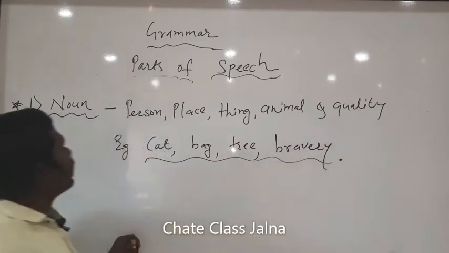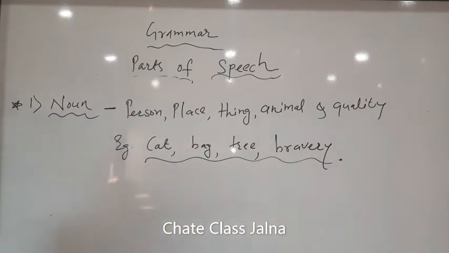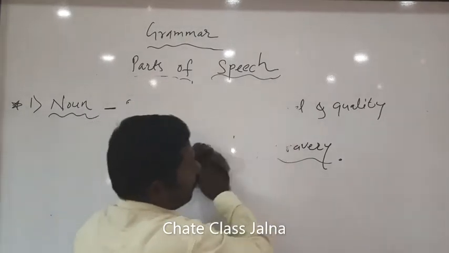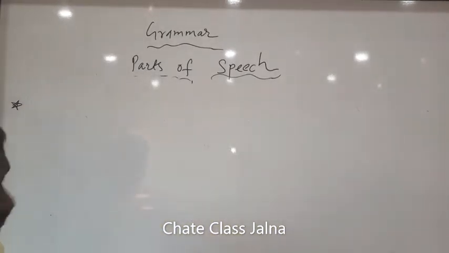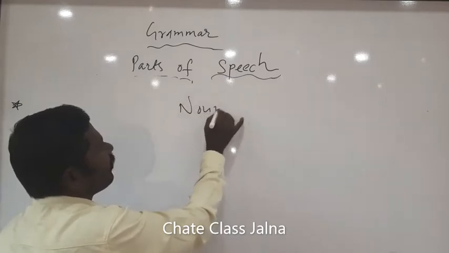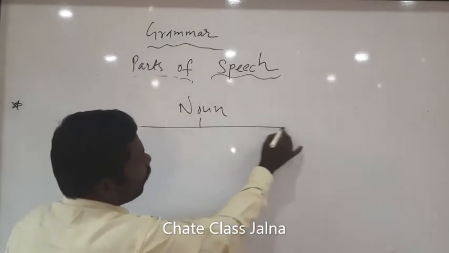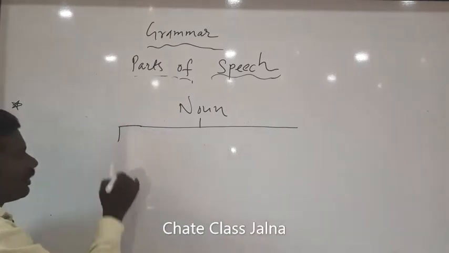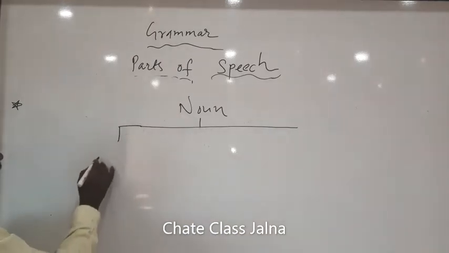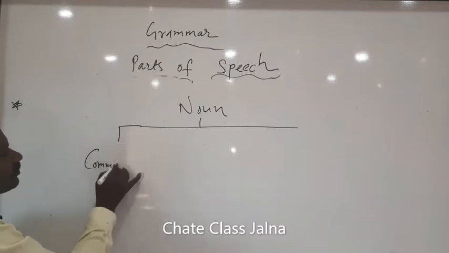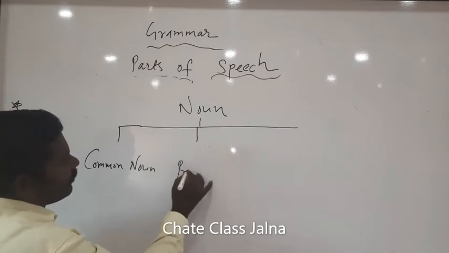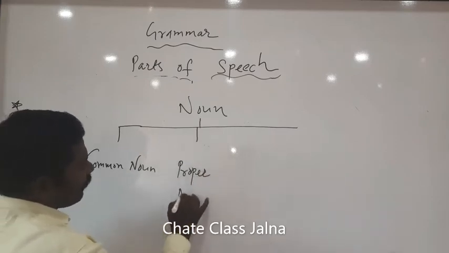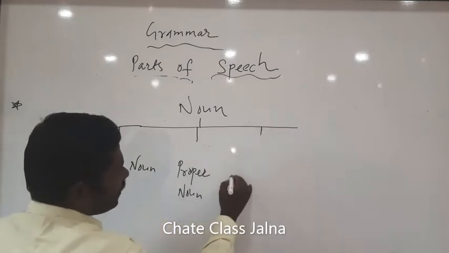So let us move forward and see what the types of nouns are now. Noun generally has its kinds, and its kinds one by one we will revise here now. Number 1 we are going to study here is the common noun. Second one is proper noun. Third is material noun.